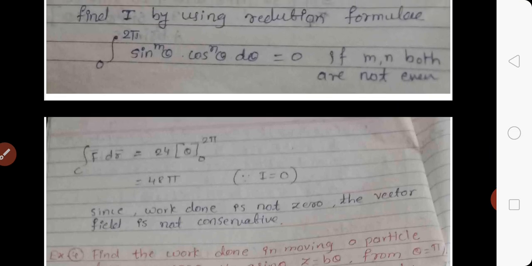Here is the value of the line integral over the ellipse. The ellipse is a closed curve. Here the value we got is 48 pi. This is not equal to 0. Therefore the given vector field is not conservative.